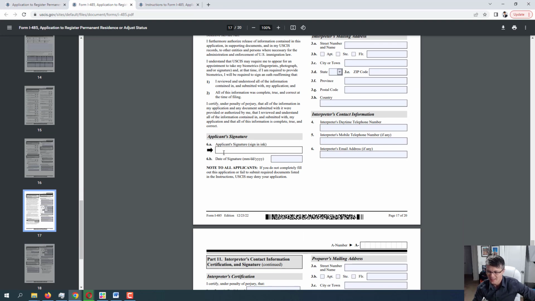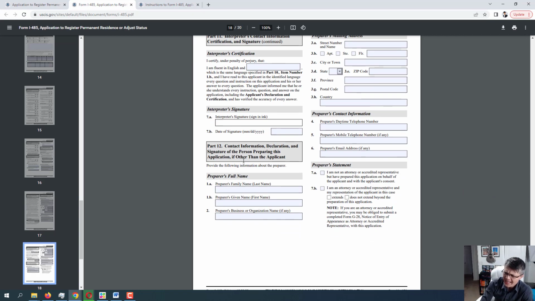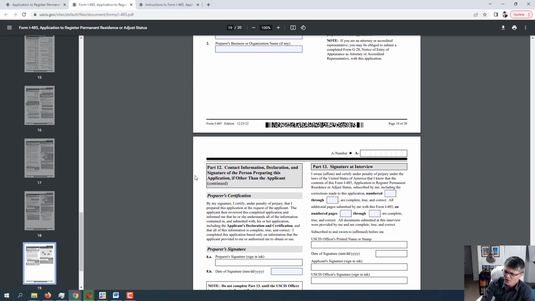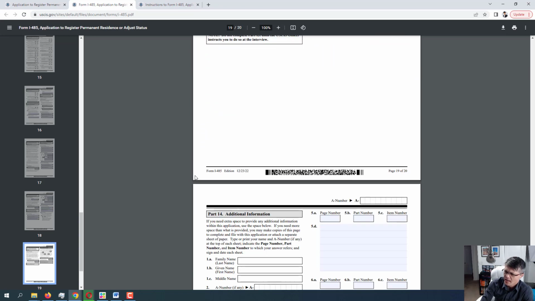Obviously you can see the applicant signature. You can't type in this field. You can type in the gray fields. You cannot type in white fields. White fields you will have to go back once you print out the application and manually fill out yourself with black ink. But we got the interpreter's certification, signature. We got preparer's full name, signature, statement, all that sort of stuff.